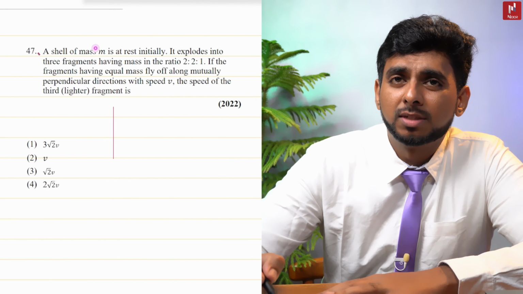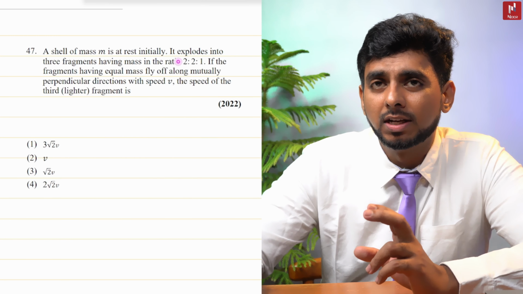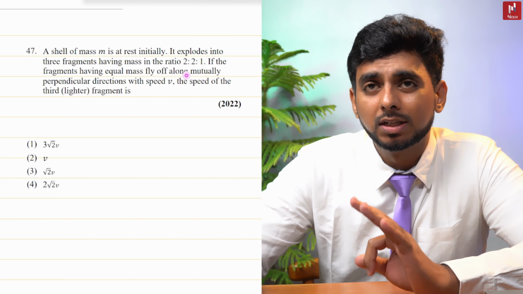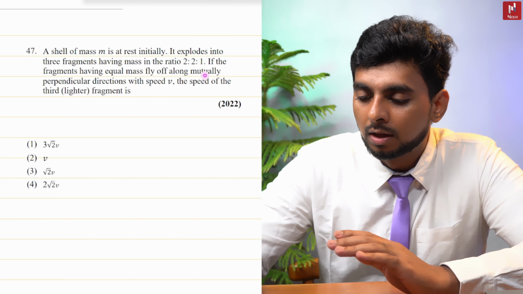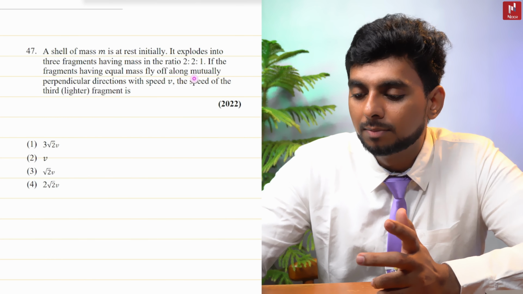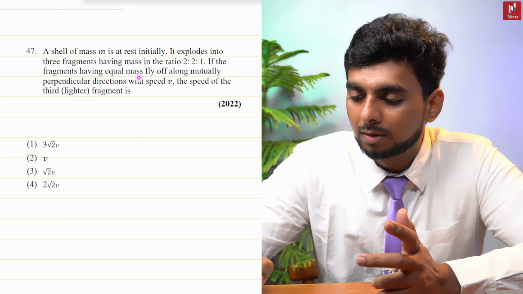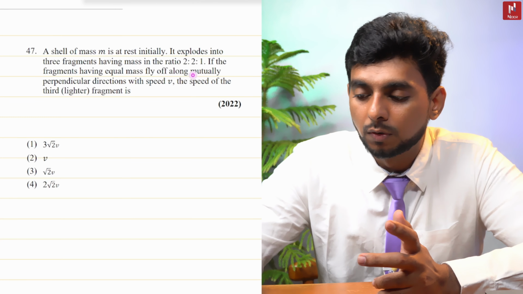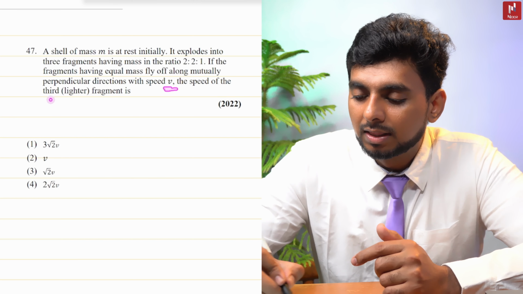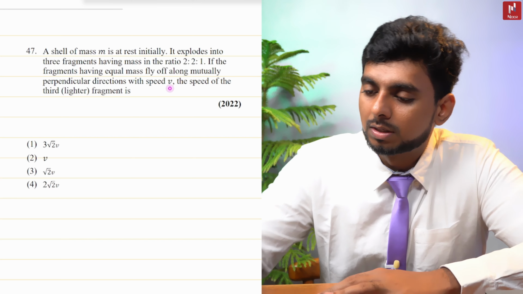This sum is based on momentum conservation. Let's see what the sum is. A shell of mass m is at rest initially. It explodes into 3 fragments having mass in the ratio of 2:2:1. If the fragments having equal mass fly off along mutually perpendicular directions with the speed v, the speed of the third lighter fragment is? So with what speed the third fragment is going to fly off? That's what I need to get.